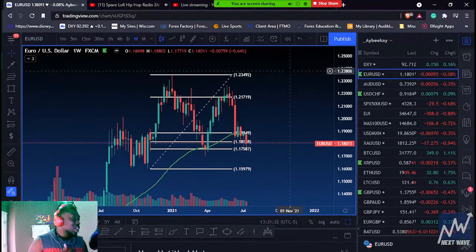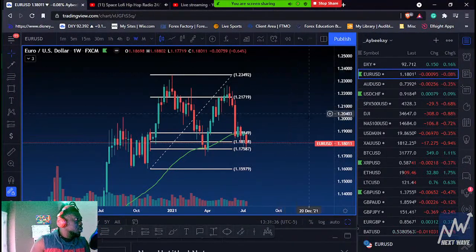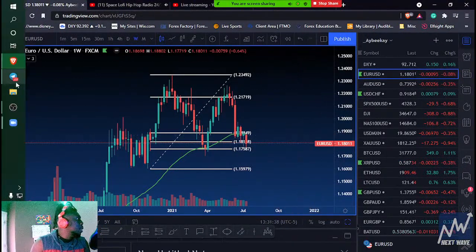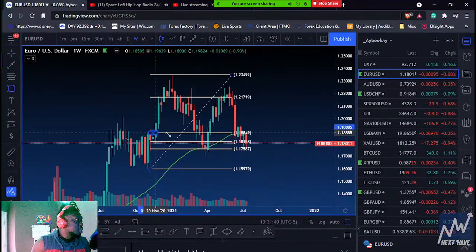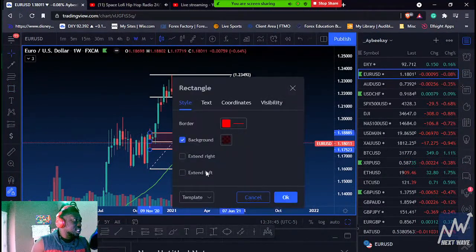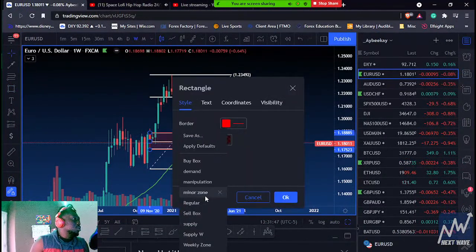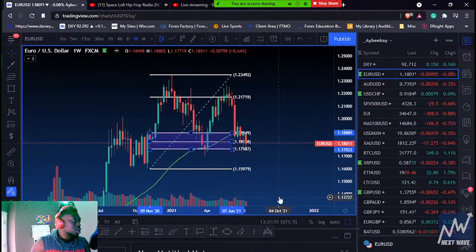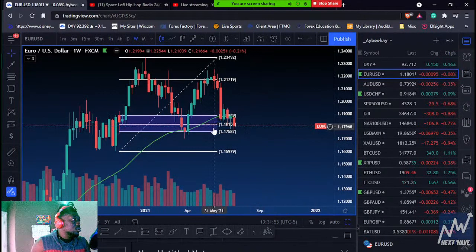I'm not bullish on EURUSD. I'm bullish on the DXY. However, I do know that the possibility of price still rejecting off of this zone here does exist, right? That's even another reason why I said that I wanted to see this go bullish, right?